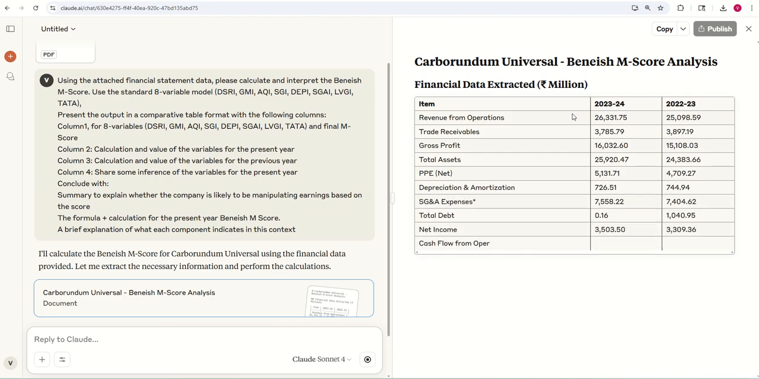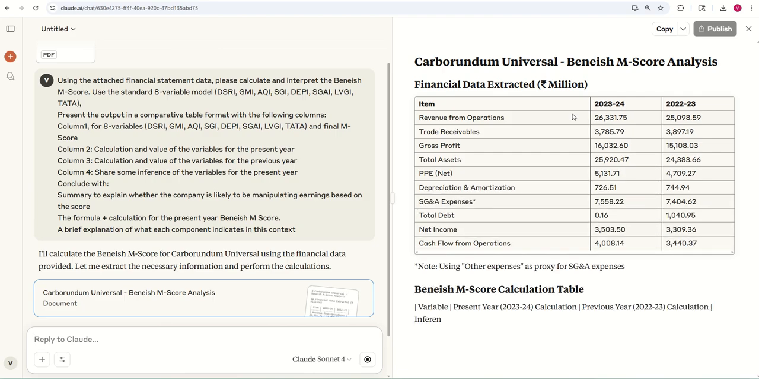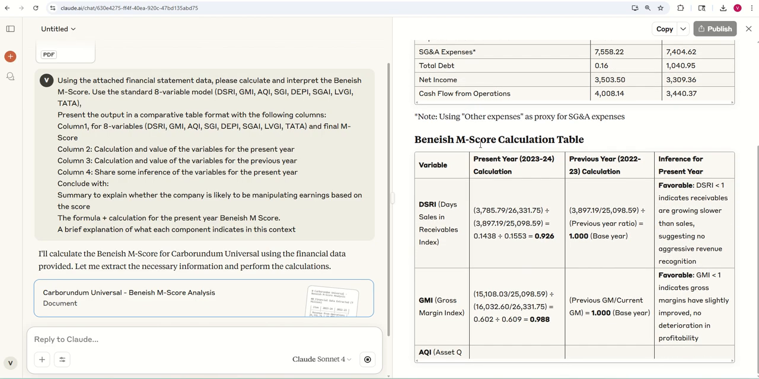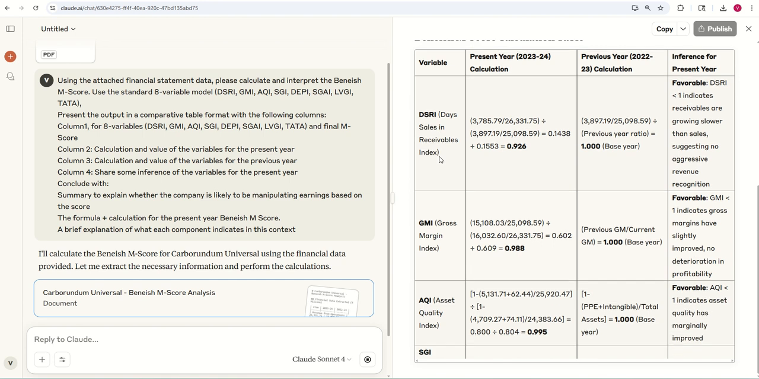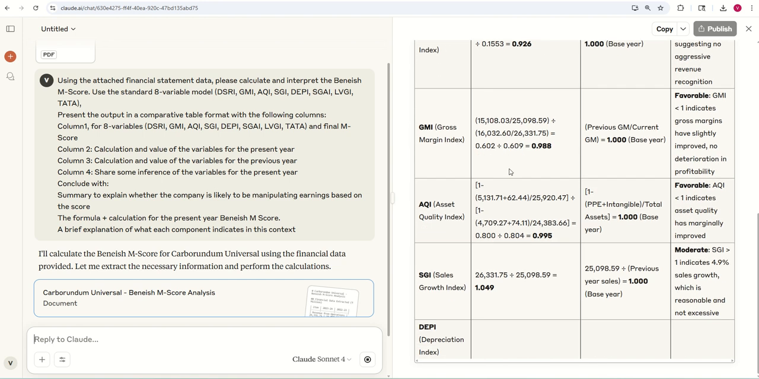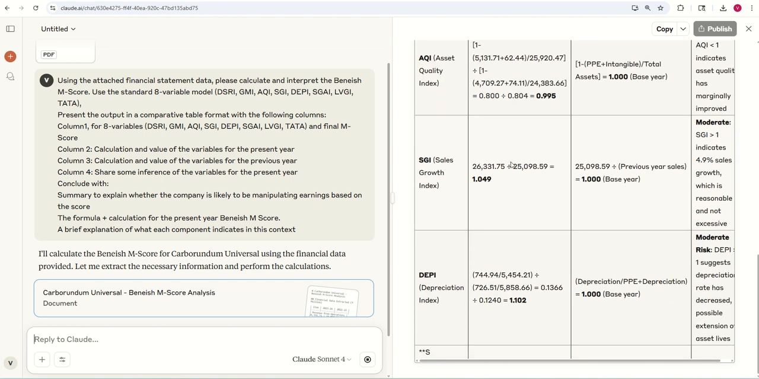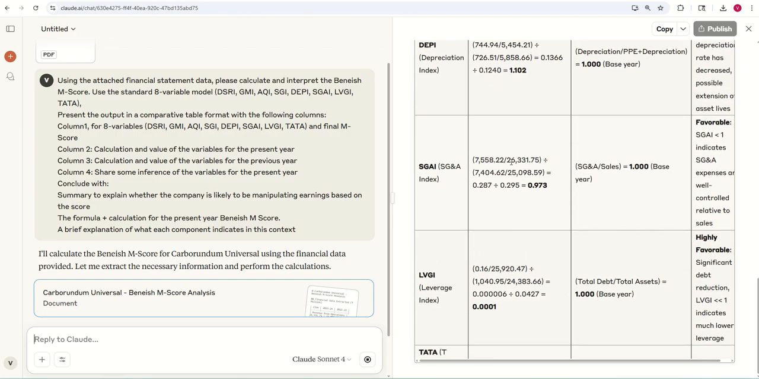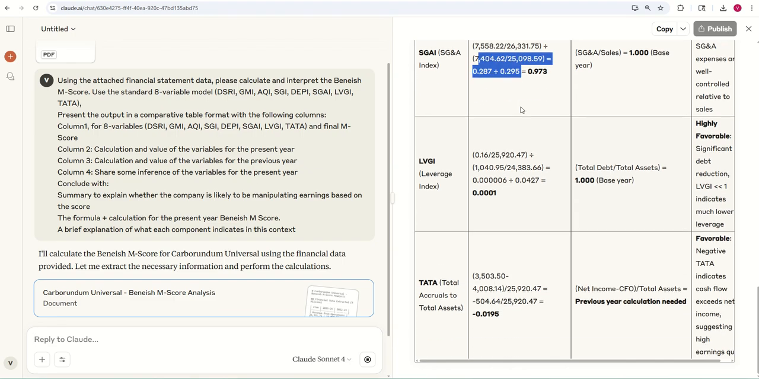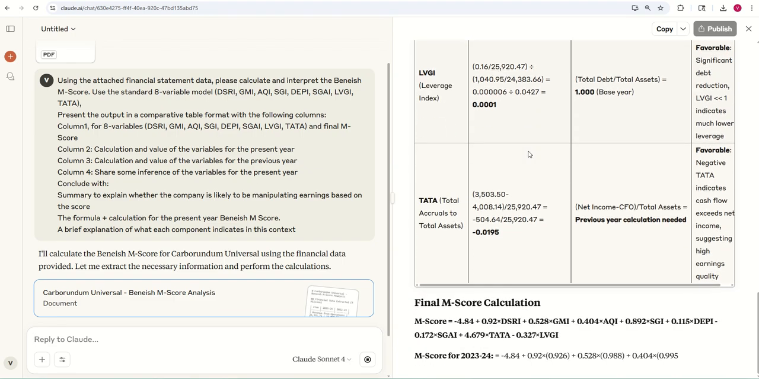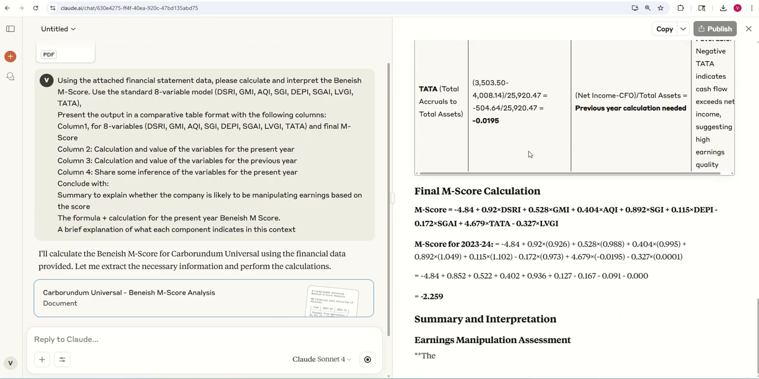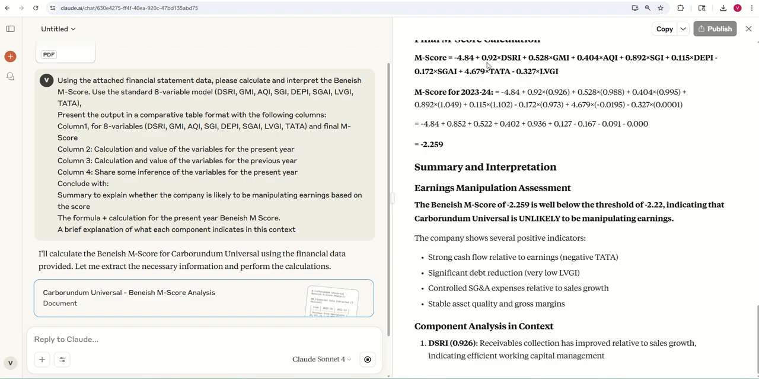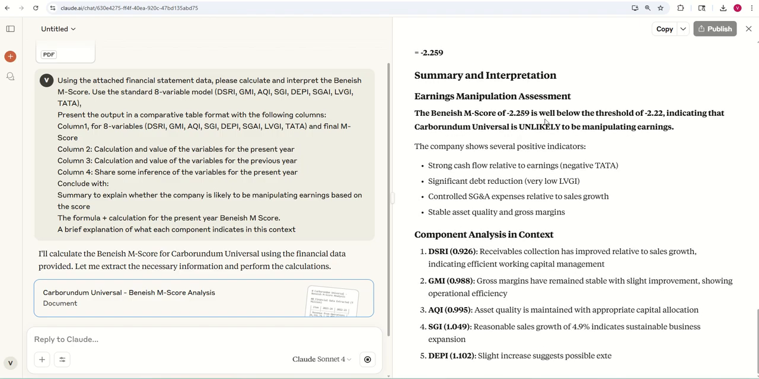It is first extracting the different numbers which are needed for the calculation. After extracting the numbers, it is calculating these 8 variables. Whatever 8 variables we saw, it is showing with the calculation. I insist on calculation because it always helps us to validate whether the model is doing properly. I can pick up these numbers and go back to the financial statement and see whether these numbers are there. So it has calculated those 8 components, the final score calculation comes up, and then comes the summary.